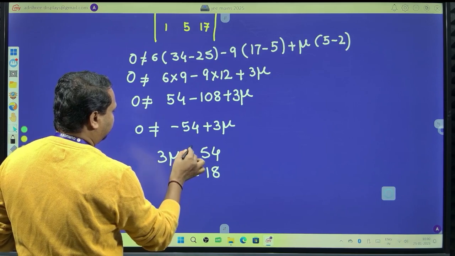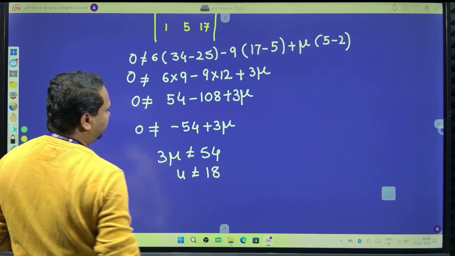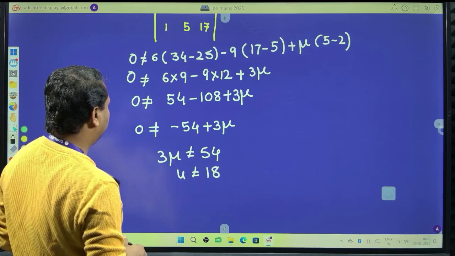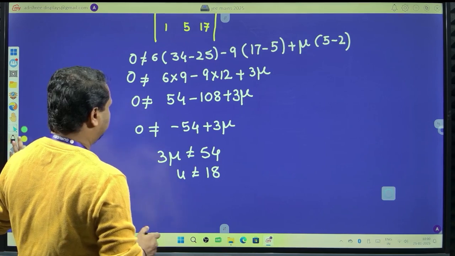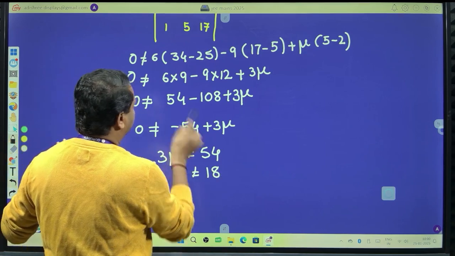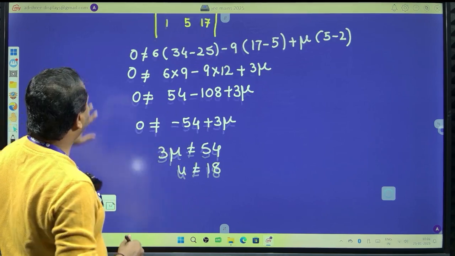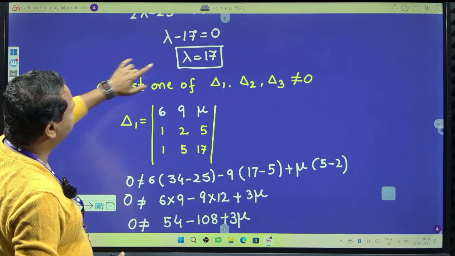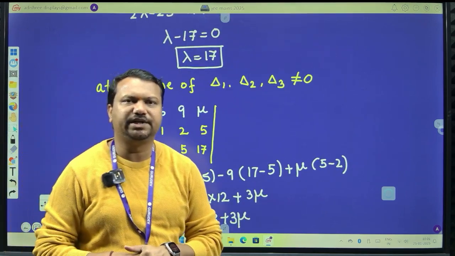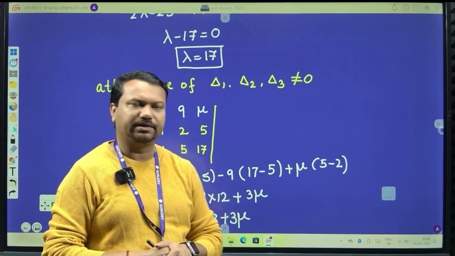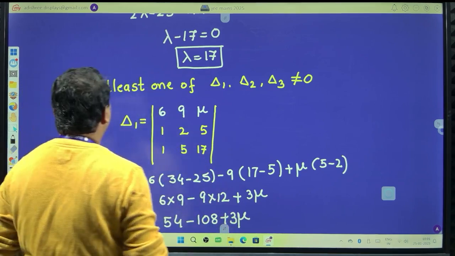Okay, so mu must not be equal to 18. At mu equal to 18, this expression will become 0. Therefore, the actual answer in this case is that lambda is equal to 17 is the right answer. Clear? Right? Okay, let us go for the next one.